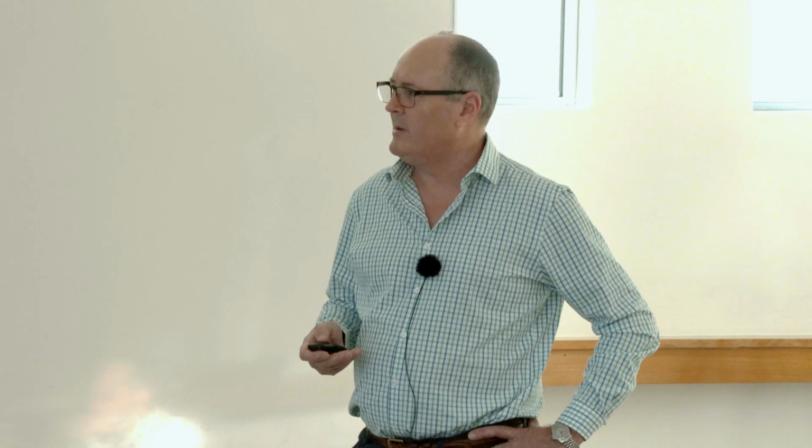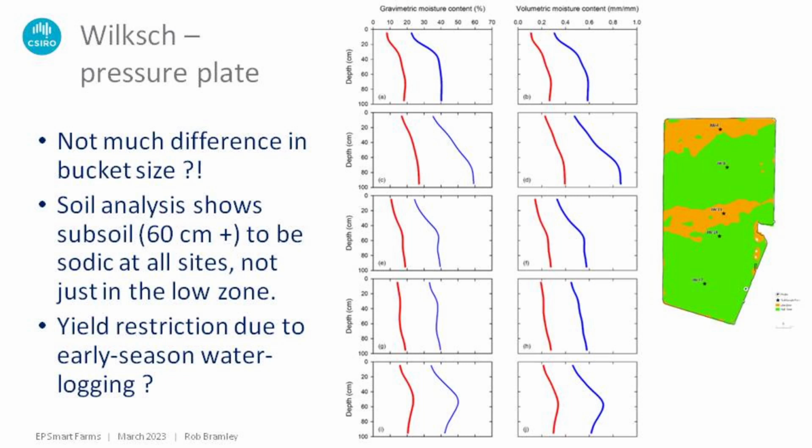These are now soil moisture characteristics determined in the lab using pressure plate equipment, and they're arranged in the same north-south order of these points. And you can see that actually there's not really much difference between them. If you just look at that, roughly the bucket size is pretty much the same based on this analysis. And so, as I say, the soil analysis we'd always thought in these low-lying areas was sodic, and it is, but it's also sodic in the good yielding areas as well.